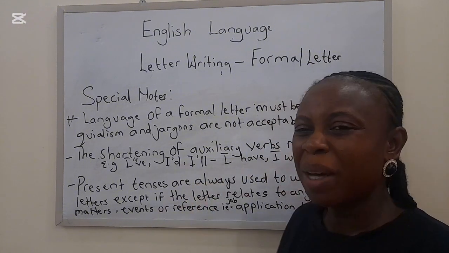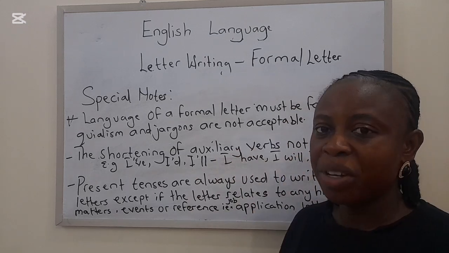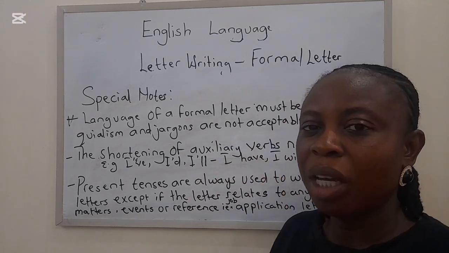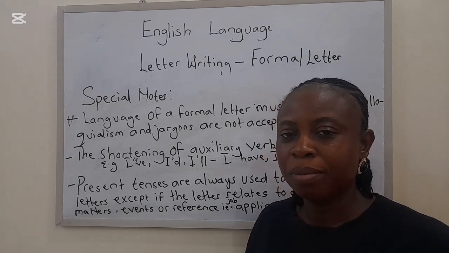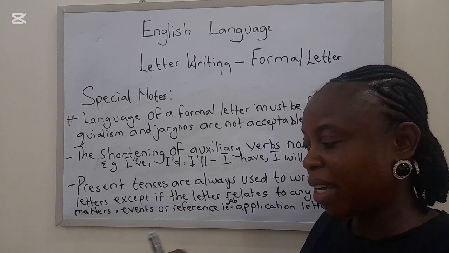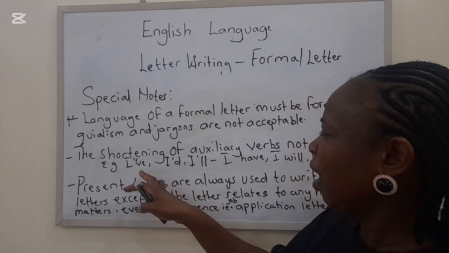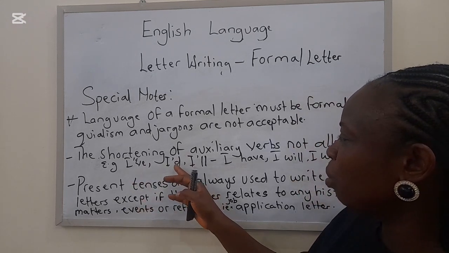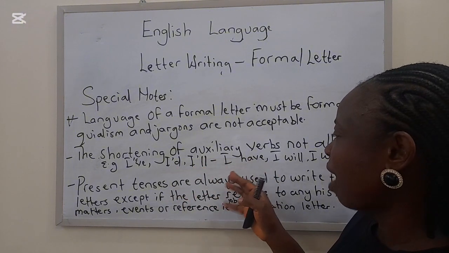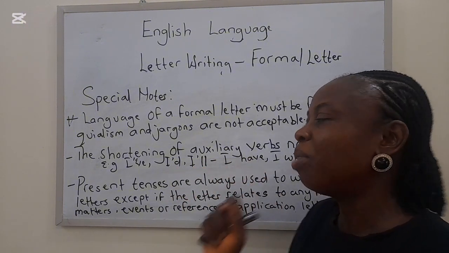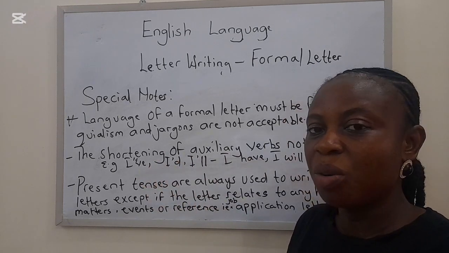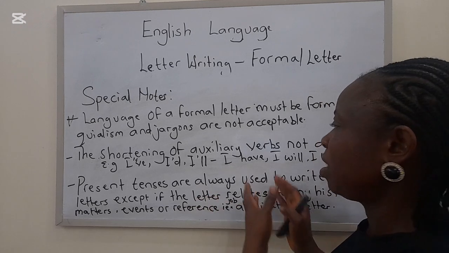Also, we talked about the shortening of auxiliary verbs. The shortening of auxiliary verbs is not allowed. It is allowed in informal letters. What are those auxiliary verbs? I've stated some here. I will still state more when I exemplify it in the model. I have, I would, I will. You can see that I have made sure they are written in full. It is strictly official. Make sure you write your auxiliary verbs in full.